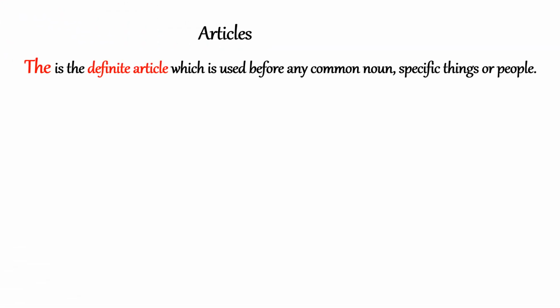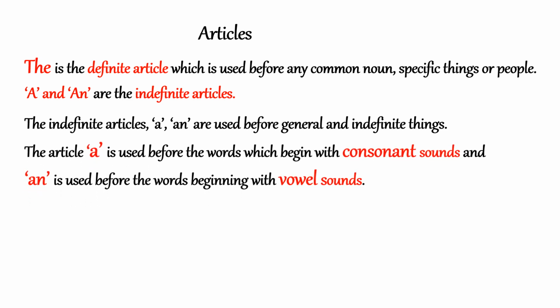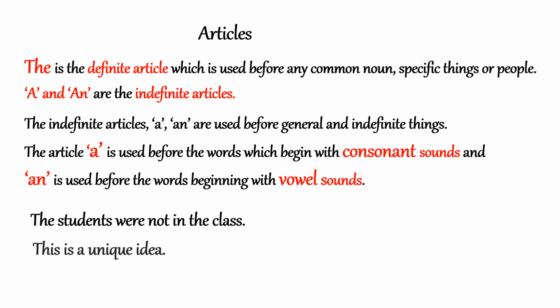The is the definite article which is used before any common noun, specific things or people. The indefinite articles, a and an, are used before general and indefinite things. The article a is used before the words which begin with consonant sounds and an is used before the words beginning with vowel sounds. Example, the students were not in the class. This is a unique idea.